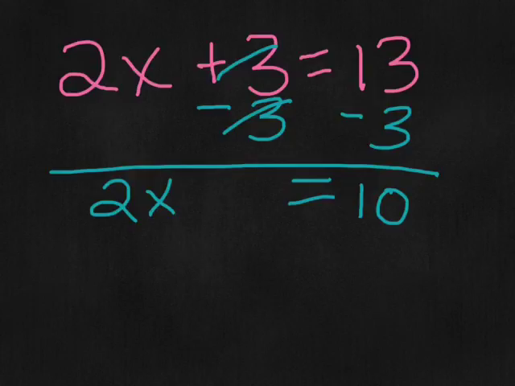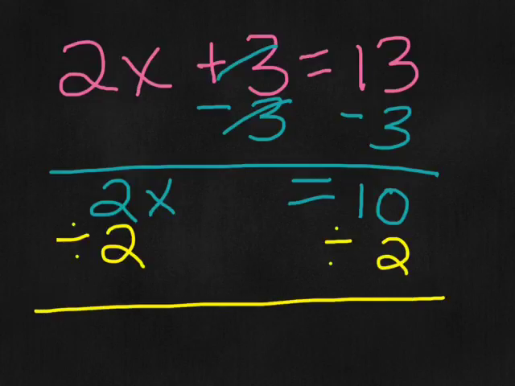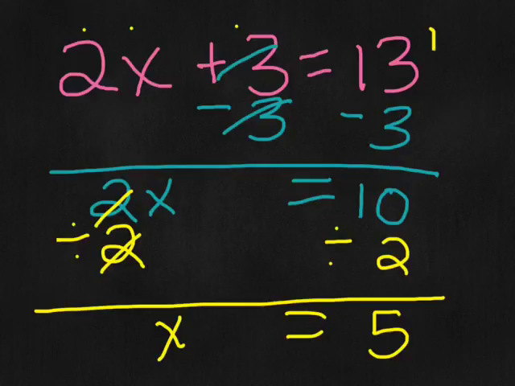So how do I undo times 2? Well, I undo times 2 with dividing by 2. So I'm going to divide both sides by 2. And why did I do that? To undo the times 2. So I'm just left with x on the left. And on the right, 10 divided by 2 is 5. So the solution to 2x plus 3 equals 13 is x is 5. Of course I want to go back in and make sure that works. 2 times 5 gives me 10, and 10 plus 3 is 13, so it works.